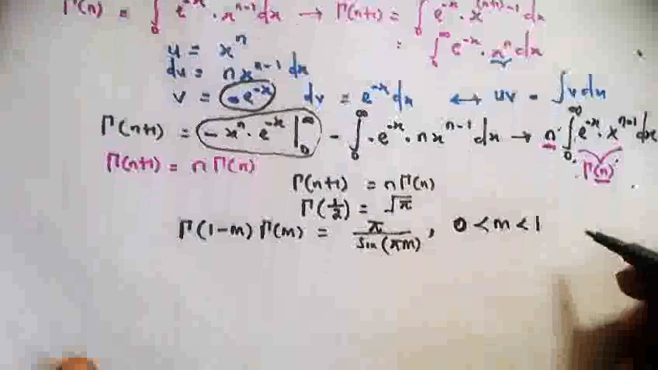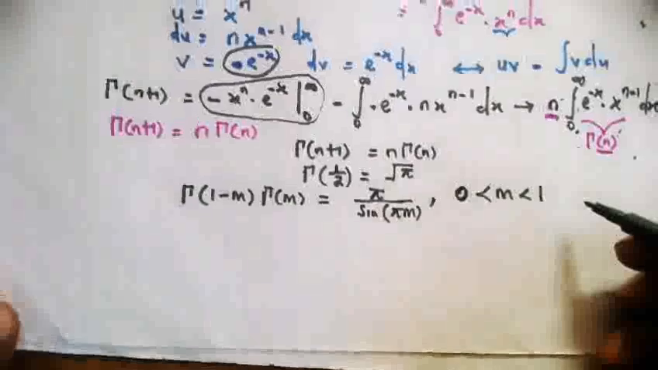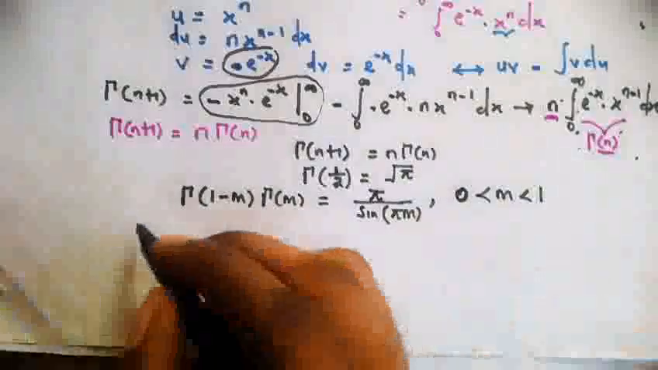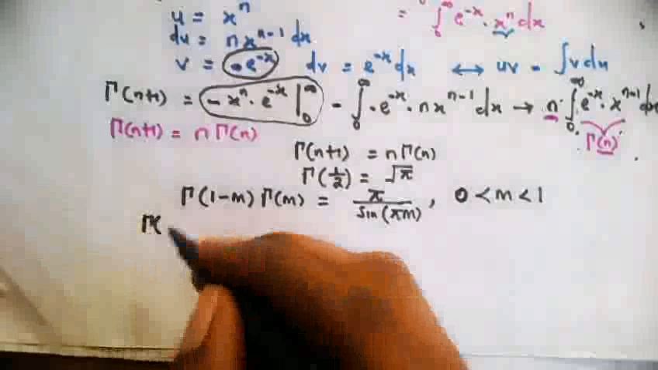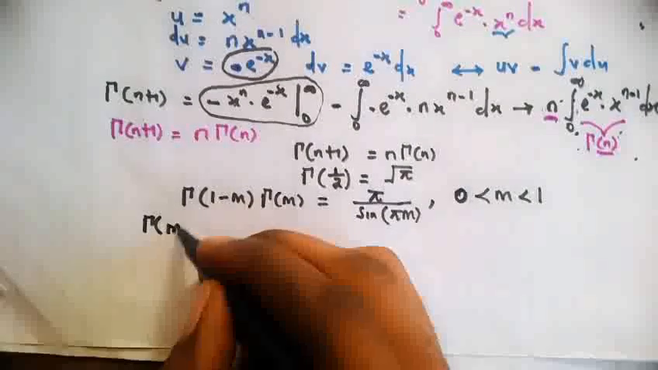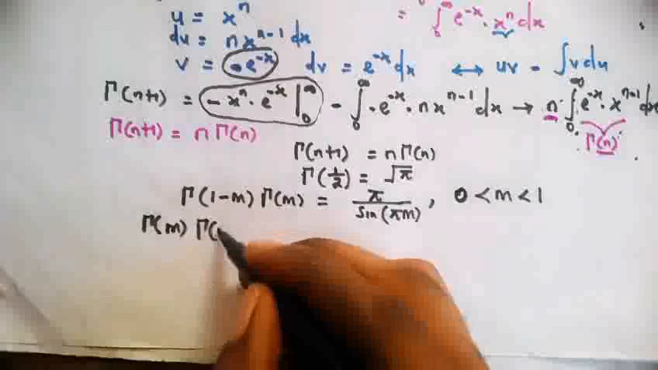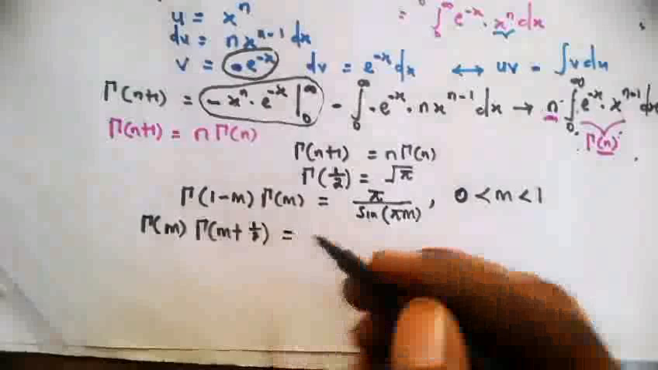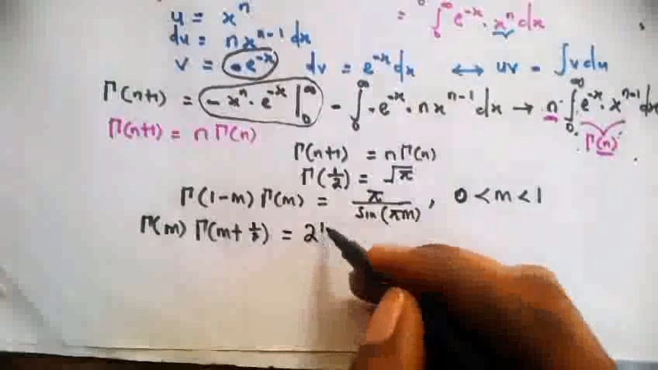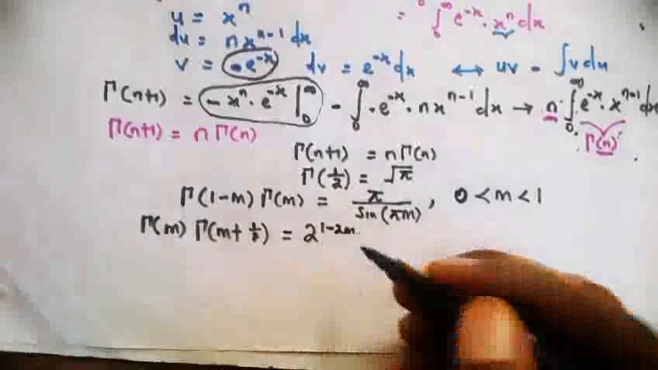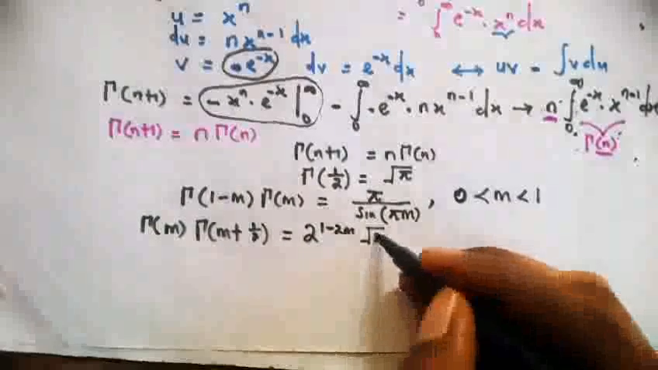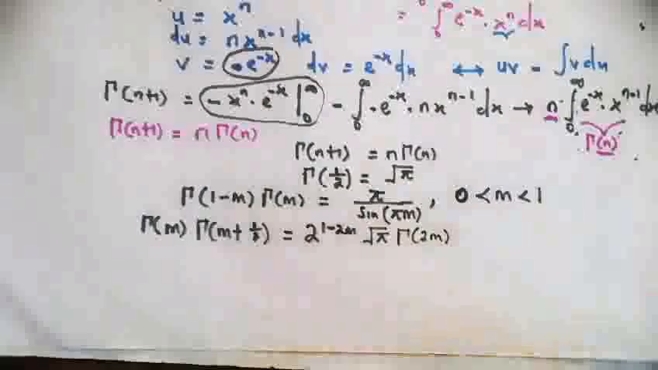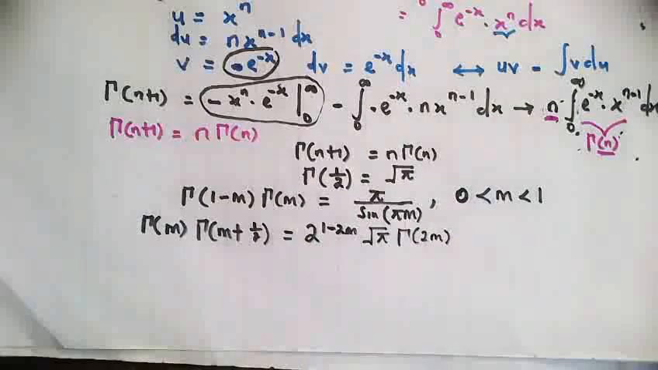Okay, now we also have the duplication formula. So the duplication formula is gamma of m times the gamma of m plus 1 over 2 is equal to 2 raised to power 1 minus 2m times square root of pi times the gamma of 2m. So this is the duplication formula.